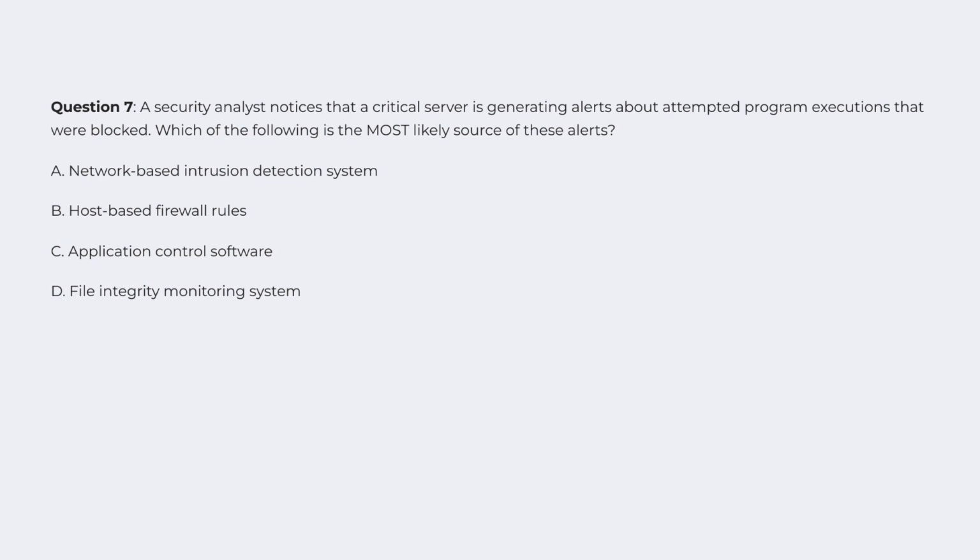Question 7. A security analyst notices that a critical server is generating alerts about attempted program executions that were blocked. Which of the following is the most likely source of these alerts? A. Network-based intrusion detection system. B. Host-based firewall rules. C. Application control software. D. File integrity monitoring system.